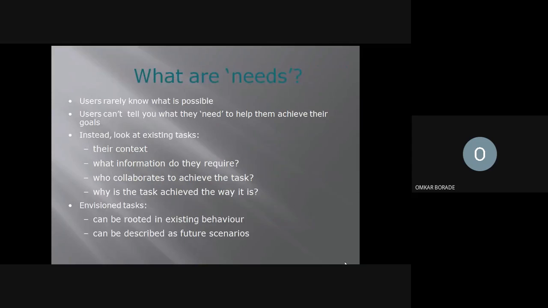What are the needs? Users don't really know what is possible. Users can't tell you what they need to help them achieve their goals. Instead, look at existing tasks and their context. What information do they require? Who collaborates to achieve the task? Why is this task achieved the way it is? Envisioned tasks can be rooted in existing behavior, and can be described as future scenarios.